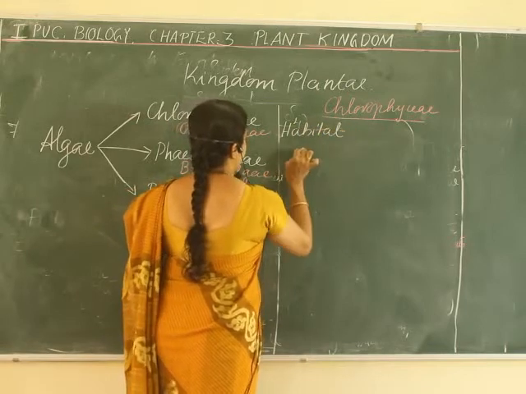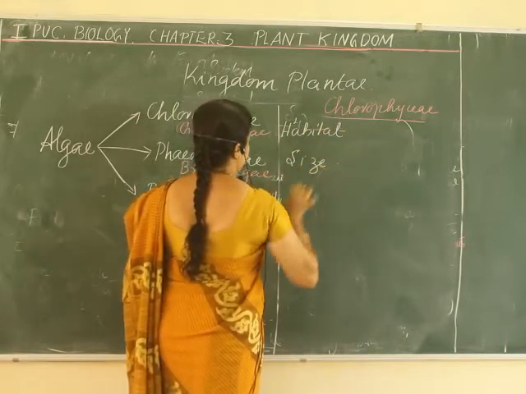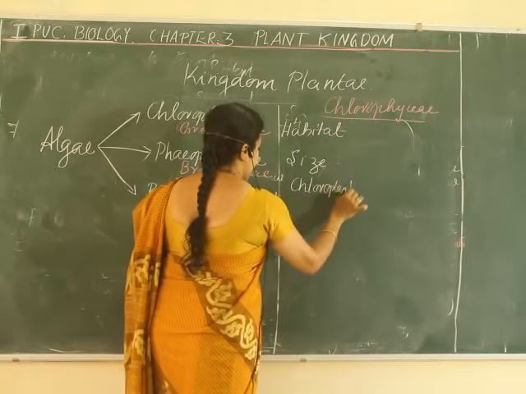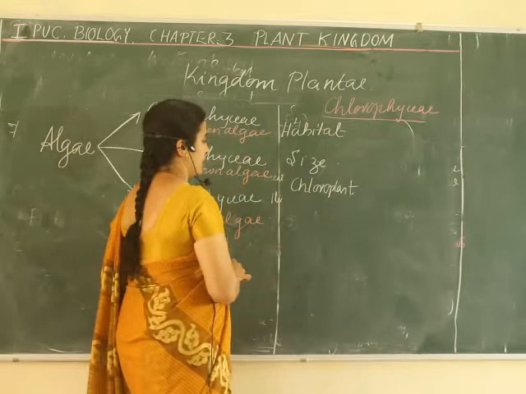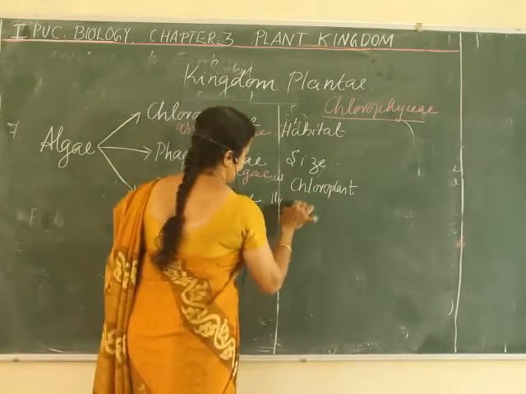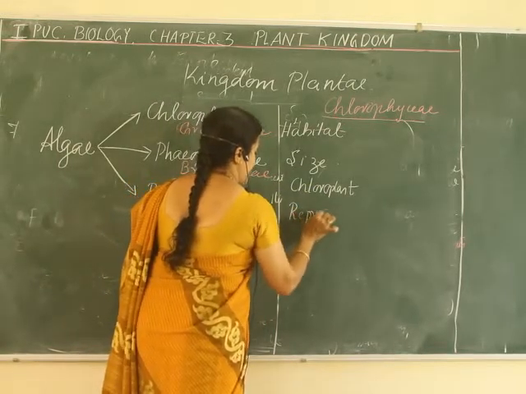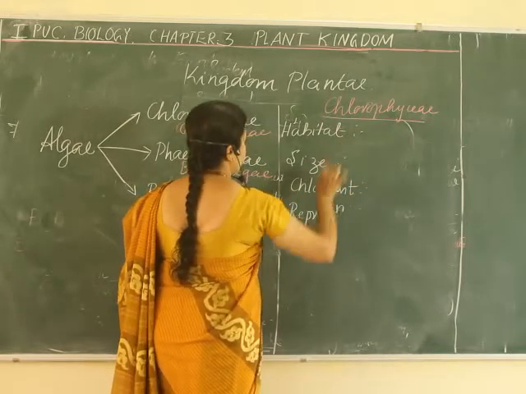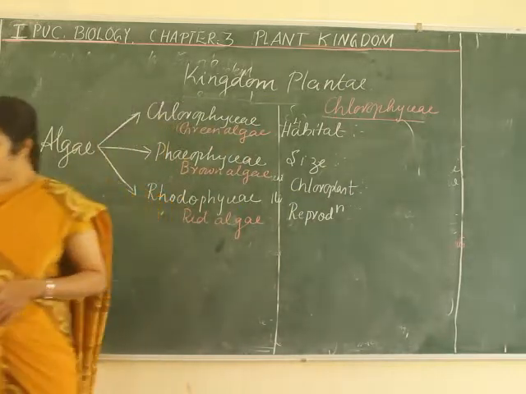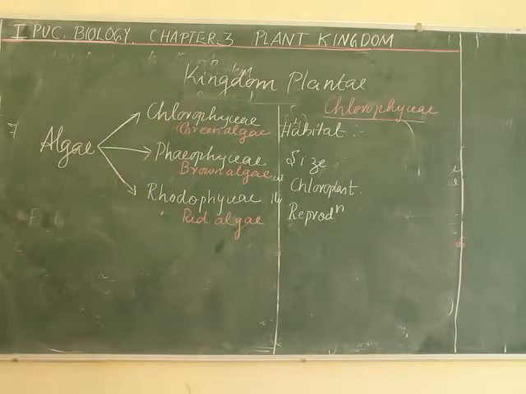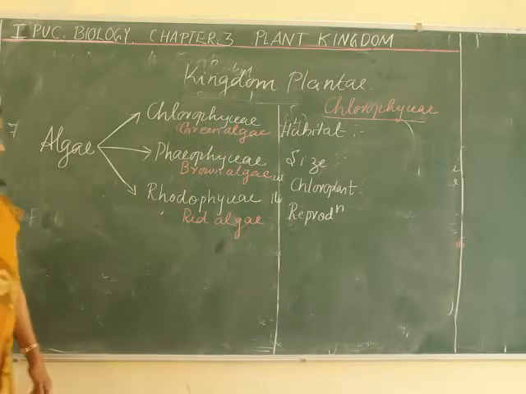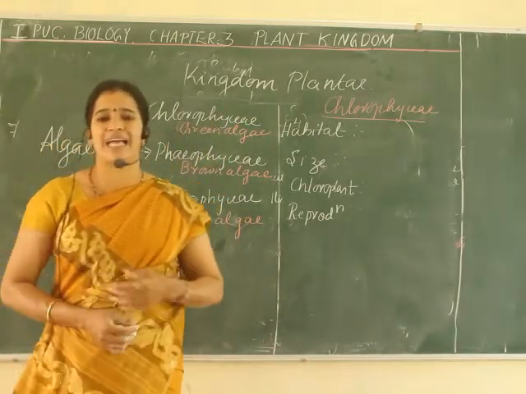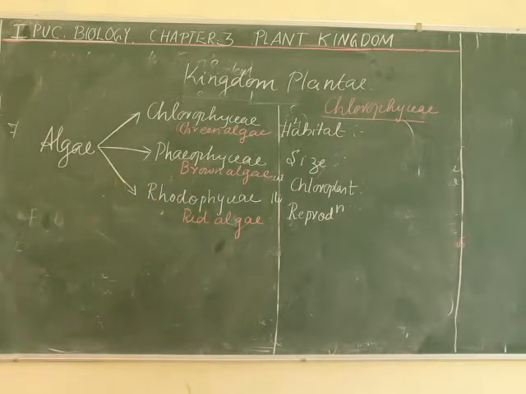Then next about their habitat. Then their size. Then the nature of chloroplast or some cellular features. Then you can also take the characteristic features of their reproduction. Likewise for each class of algae. Luckily you have only 3 classes, right? It's a good thing, otherwise you would have to study a lot. So let us start with their habitat. Habitat, already said, all these algae are completely aquatic.